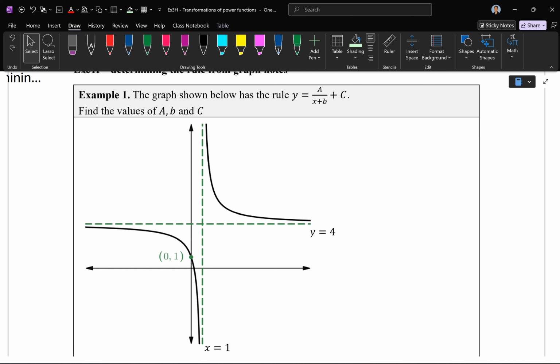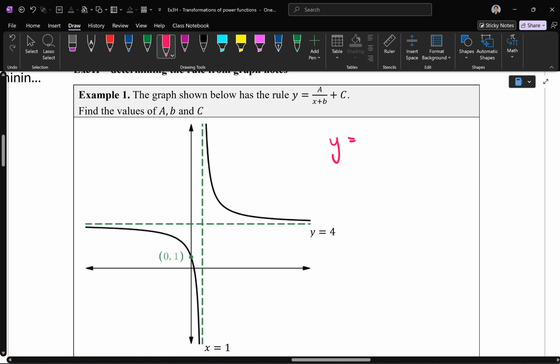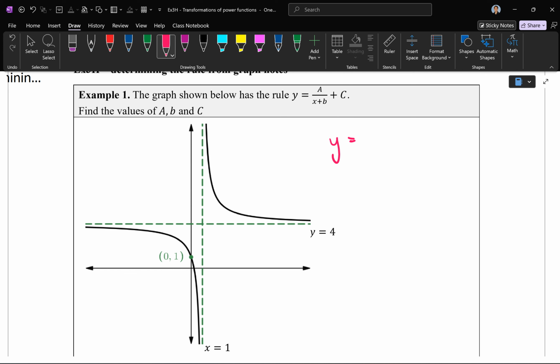Here's your graph. Got x equals 1 as an asymptote, y equals 4 as an asymptote, and it crosses through the point (0, 1) as your y-axis intercept. Your job is to figure out what A, B, and C are, meaning what's the equation. What can I already determine for the equation? Let's go with Tara. What can we see already?